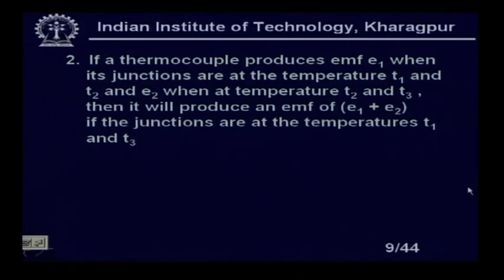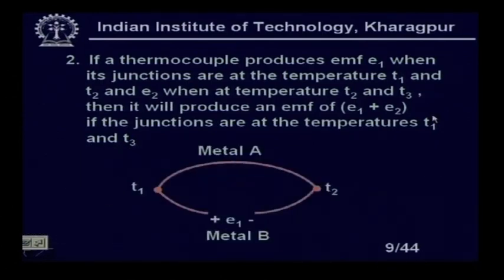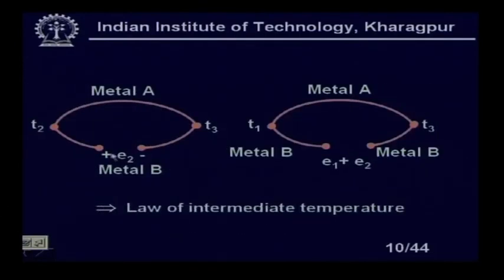Now, if a thermocouple produces EMF E1 when its junctions are at the temperatures T1 and T2, you can see here, two different temperatures, this is metal A, this is metal B, this is the whole wire, I get a voltage E1. And E2, for that we have to go to the next slide, with temperatures T2 and T3. Same metals, metal A and metal B, I get a voltage E2.